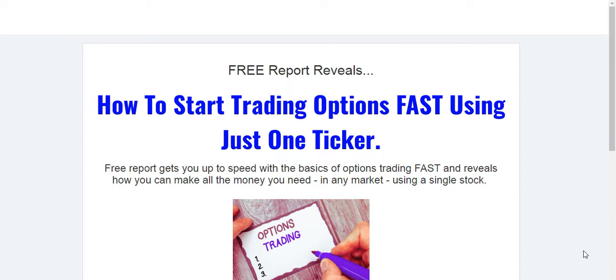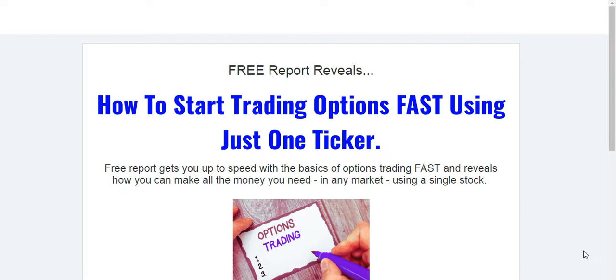what options are. Options trading is all about using options contracts, which is like a glorified contract to give you the right to buy or sell a certain stock, at something called the strike price, by a given date. But the beautiful thing about options is that you do not have to buy the stock or sell the stock with your options contract.